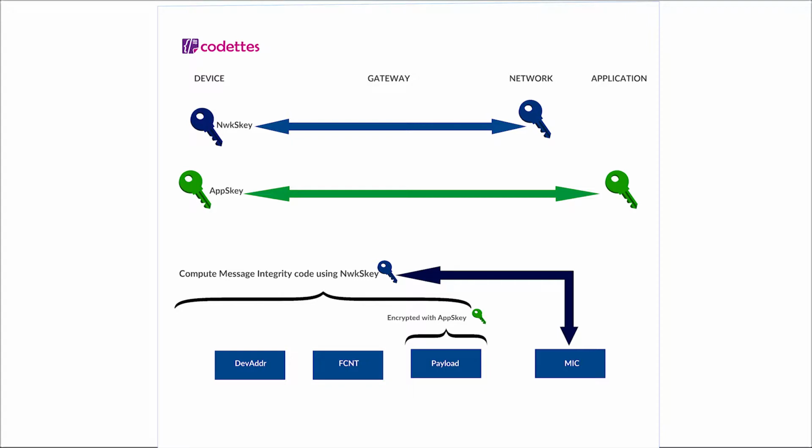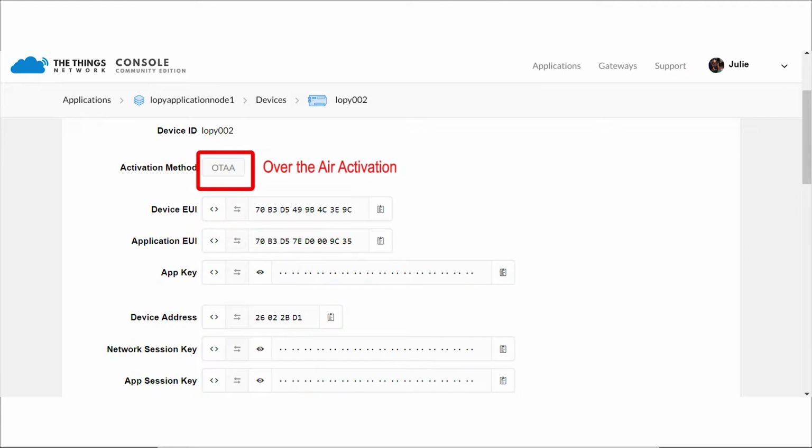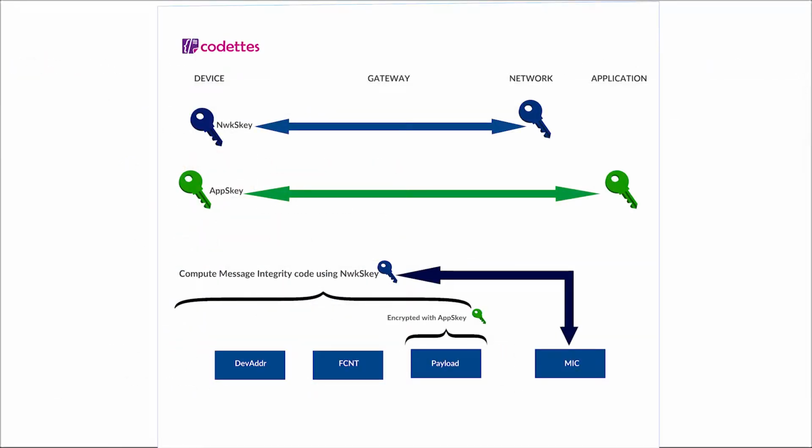LoRaWAN devices have two ways to join the network. The first is OTAA, over-the-air activation. The device and the network exchange a 128-bit app key. When the device sends the join request, the app key is used to create a message integrity code, MIC. The server then checks the MIC with the app key. If the check is valid, the server creates two new 128-bit keys, the app session key and the network session key. These keys are sent back to the device using the app key as an encryption key. When the keys are received, the device decrypts and installs the two session keys.